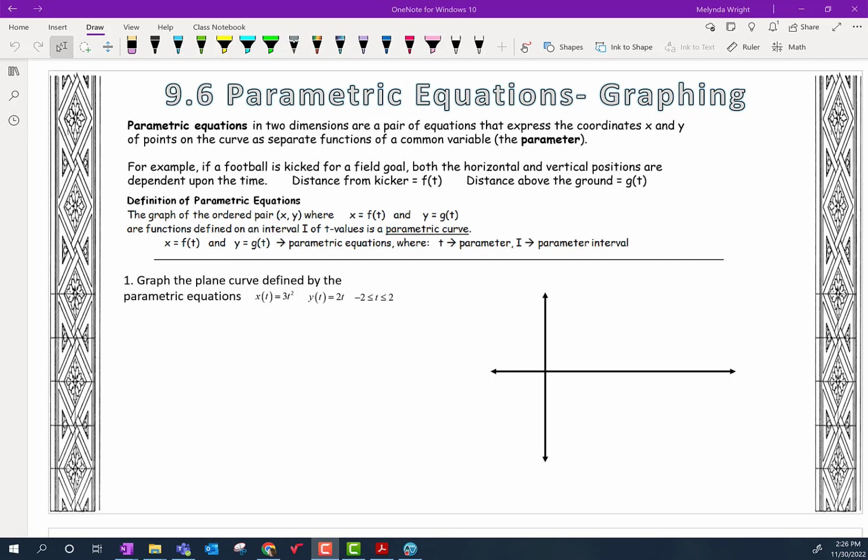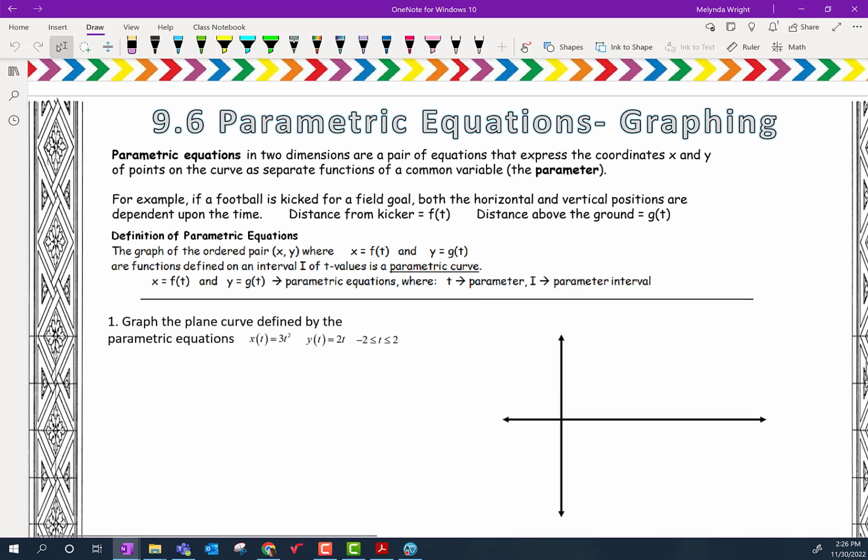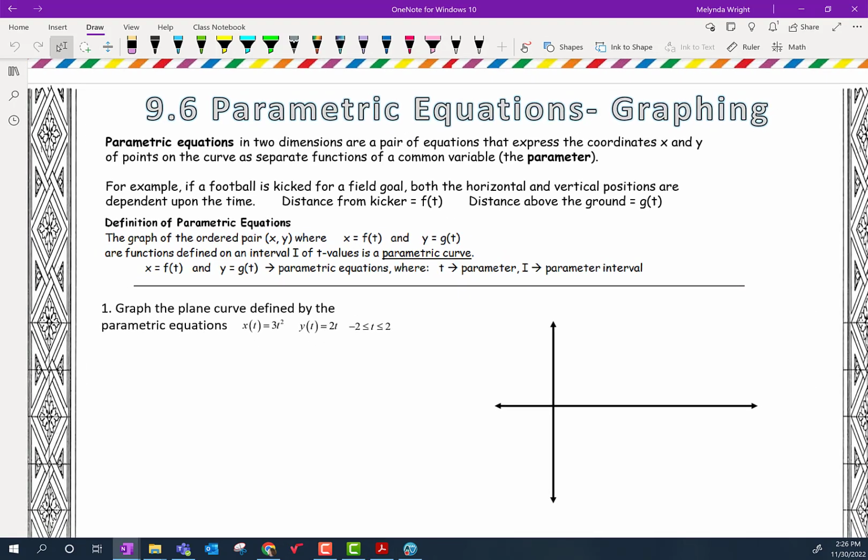So let's go back and explain what a parametric equation is. A parametric equation, and we're in 2 dimensions, we're not doing 3-dimensional parametric equations. I know you're upset about that, you really wish we were, but we are just doing 2 dimensions.